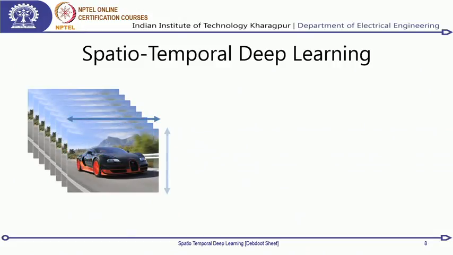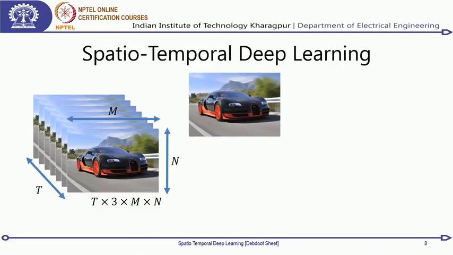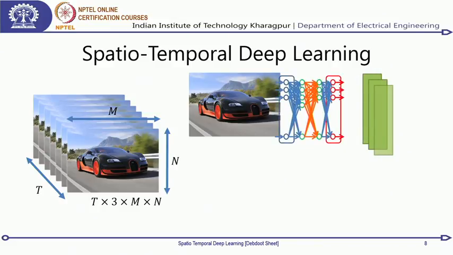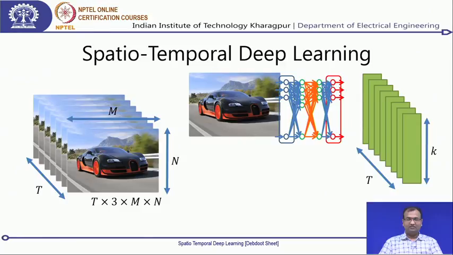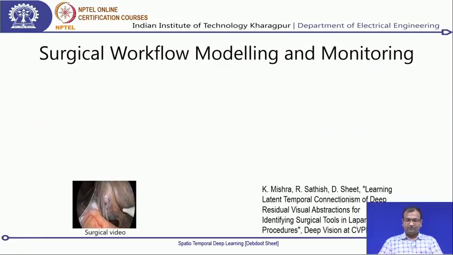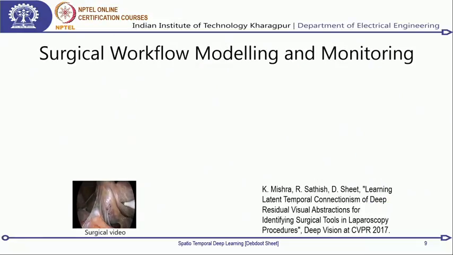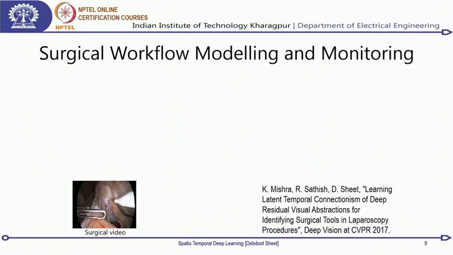So now what happens in that case is that you have your video which has t cross 3 cross m cross n frames. Now I take only one frame at a time from one particular instance of t, and I pass it through one of my neural networks, and then I get my output tensor. This output tensor is of size k cross t. So essentially, if I use another concept, a recurrent neural network, I should be able to use those features as input to it.